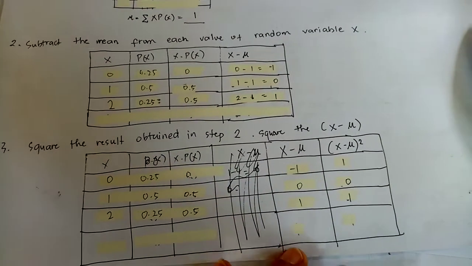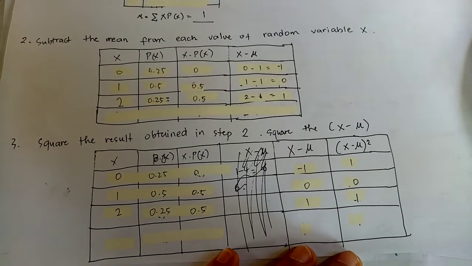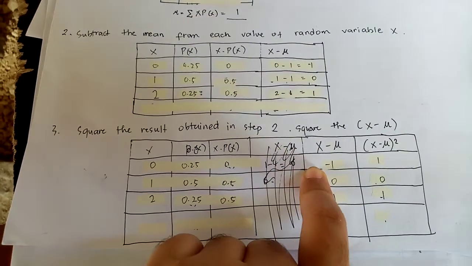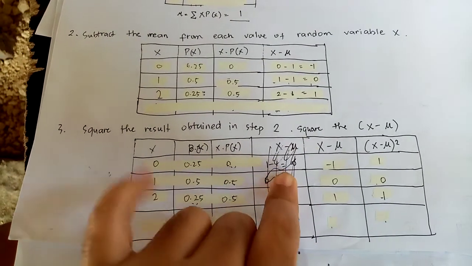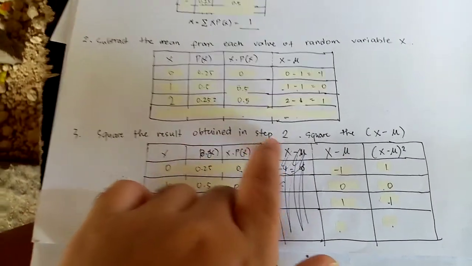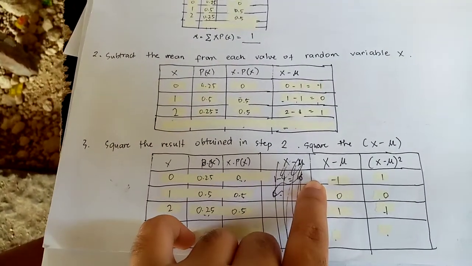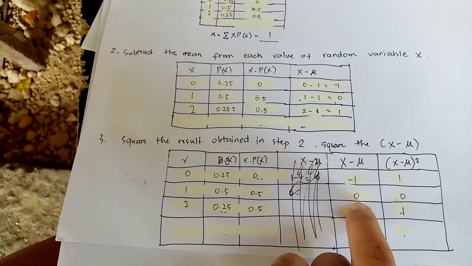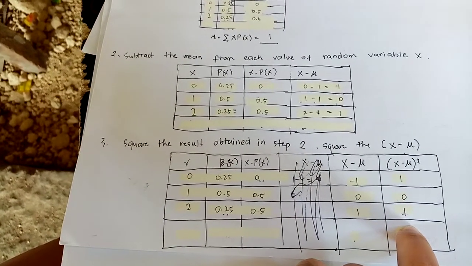So, yung na-obtain po natin ng step 2 is the difference of mean and random variable x. So, ito na yung result ng difference ng mean and random variable x. Negative 1, 0, 1. So, on step 3, sabi daw po, square the result obtained in step 2. Ito yung na-obtain natin in step 2. I-square lang po yan. So, negative 1 times negative 1 is equal to 1. 0 times 0, 0. 1 times 1 is equal to 1.